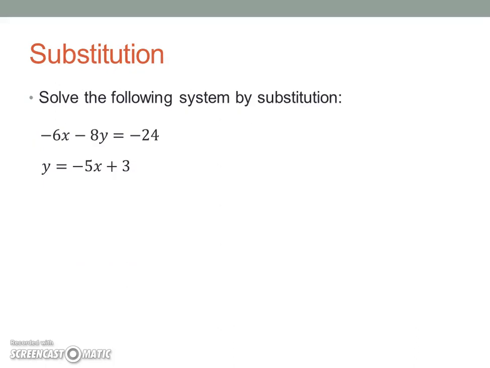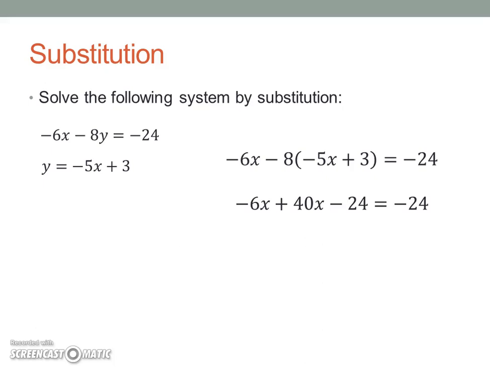Okay, let's look at substitution. Here, see that in one of the equations, the y is already solved for. That makes it lonely. That makes this easier to substitute. And what we're going to substitute is, we know that y is -5x plus 3. So instead of y in the top equation, we're going to put -5x plus 3. So I substitute by, instead of writing y, I put parentheses, and then I substitute in my value, which is -5x plus 3. We're going to distribute, which gives us -6x plus 40x minus 24 equals -24. Combine like terms, we get 34x. Add 24 to both sides, and we get 0.